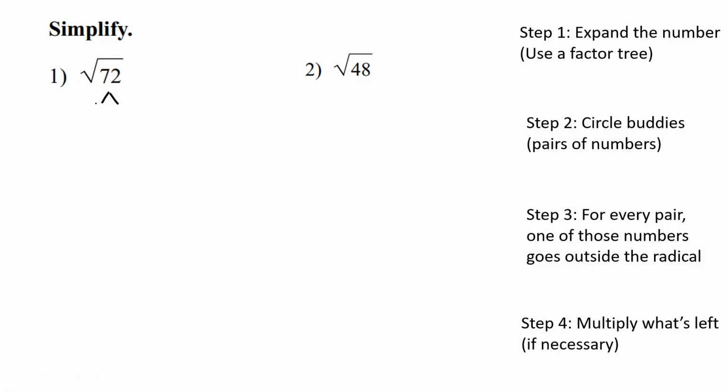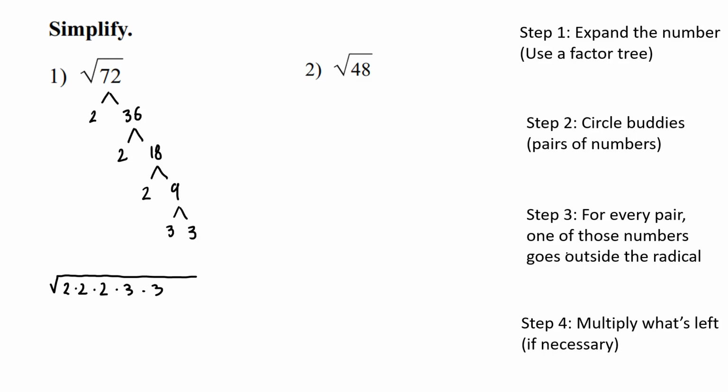72 splits into 2 times 36. 2 is prime, so that branch is done. 36 is 2 times 18. Again, 2 is prime, so that branch is done. 18 is 2 times 9. 2 is prime, that branch is done. And then 9 is 3 times 3. Once we have this, I'm going to put all my prime numbers here. Branches are done, all the prime numbers. I'm going to put them back underneath the radical.